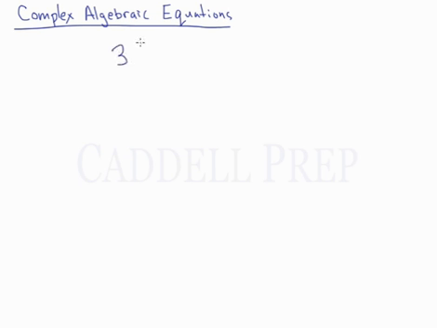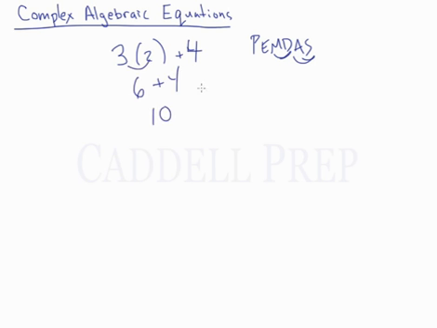If we had 3 times 2 plus 4, we would use order of operations, or PEMDAS: parentheses, exponents, multiplication or division, addition or subtraction. And we would evaluate this. So we just do 3 times 2 is 6 plus 4, and we would get 10. So that's simple order of operations, just evaluating this expression.